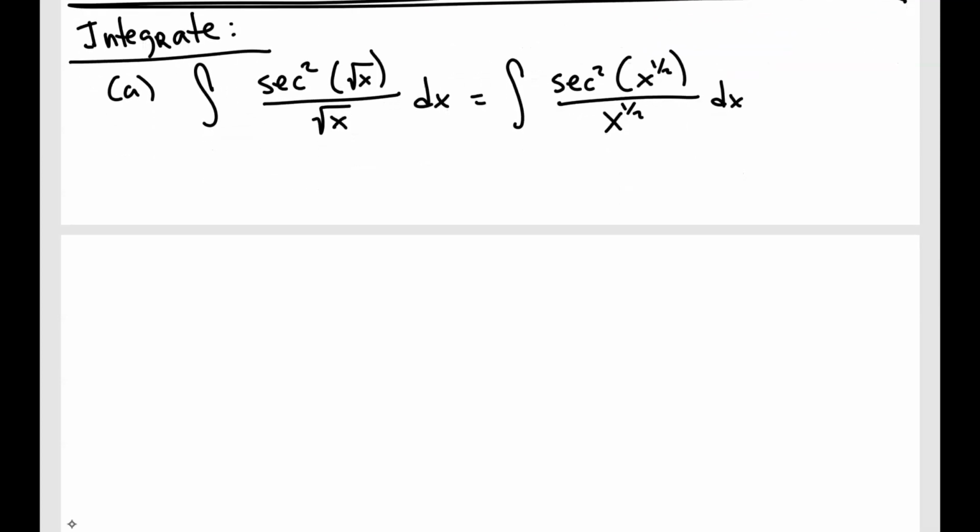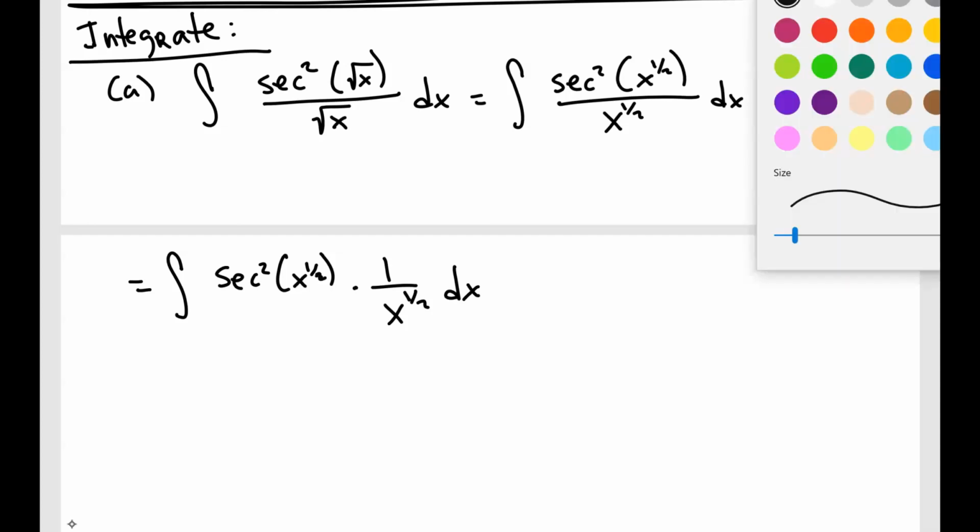Let's go ahead and move it up a little bit more. The integral of secant squared x to the 1/2 times 1 over x to the 1/2. And you can see that this is actually true. Now you're probably wondering, why are you doing that? Well, you're going to see right now.